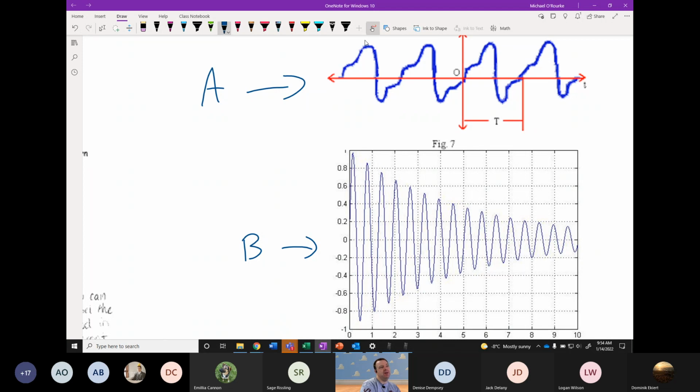Good, because this one looks the same all the way through. This one, it looks the same, but it's getting smaller. Bonus question, what's getting smaller here? The domain or range? Which one of these is getting smaller as it goes through? Very good, Avery. Range.